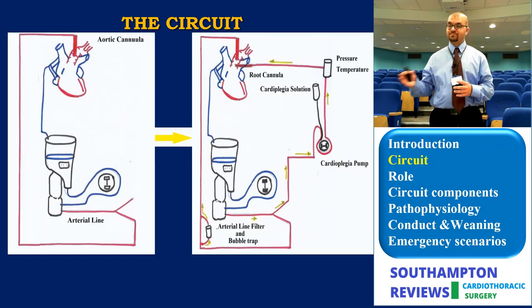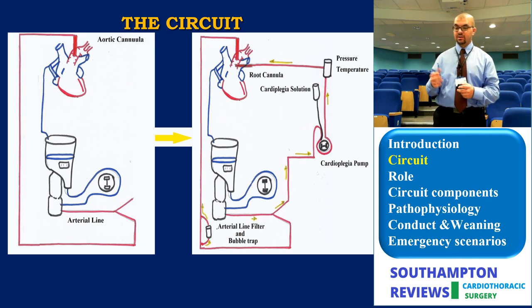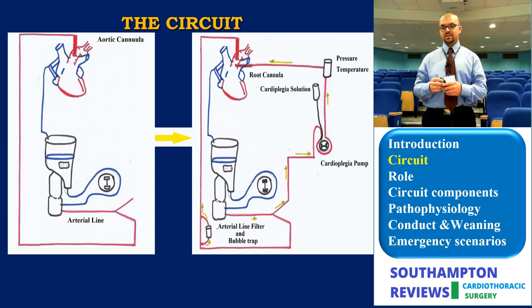As you can see here, the blood returns back to the first point of systemic circulation via the aortic cannula. In this situation, it's the ascending aorta. Then we have the cardioplegia circuit. As you can see here, the cardioplegic solution is hung on top of the heart-lung machine, giving a 4-to-1 ratio, manipulated in terms of pressure and temperature, then returning back to the aortic root, the proximal part of the cross clamp via the root cannula.